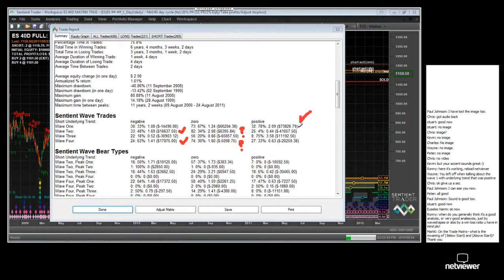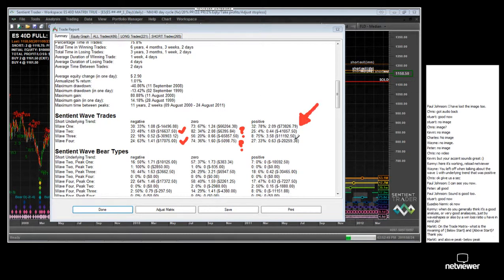And certainly if the pattern doesn't look like this, if wave 1 isn't producing a good return on a positive underlying trend, then perhaps you should invert the analysis. Perhaps it shouldn't be a normal analysis. That's really getting quite complicated. I think what I need to do today is finish off the basic introduction to the sentient matrix, and I'll come back and talk some more complex ideas like that probably next week.